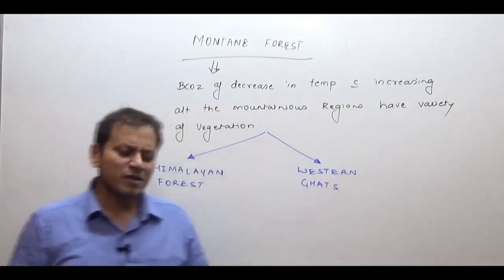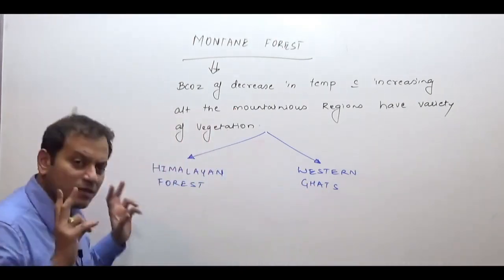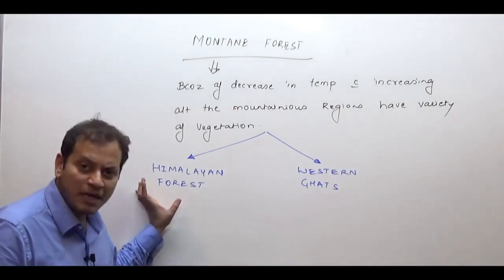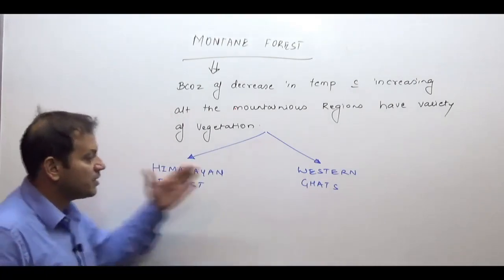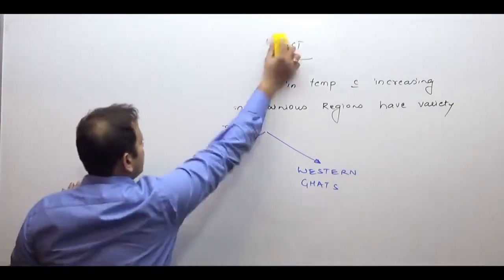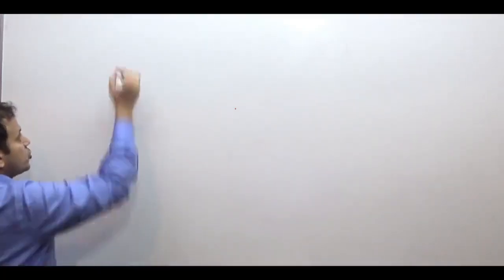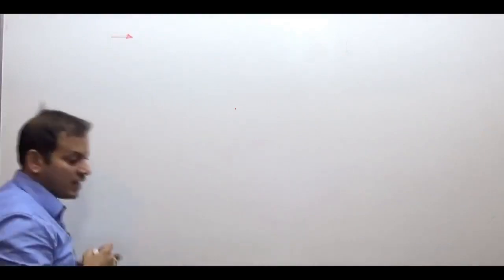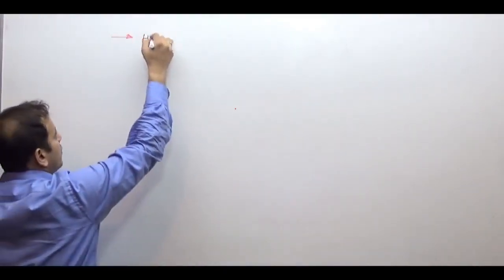Because if the hill or the mountain is not of a very great height, then there won't be a variety of vegetation. Now the two highest systems are the Himalayan region and the Western Ghats. So we will be studying the forests of the Himalayan region and the forests of the Western Ghats. Let me start my lecture with the forests of the Himalayan region. Now, because of the extreme height of the Himalayas, the Himalayan regions show a succession of forests from tropical to tundra.